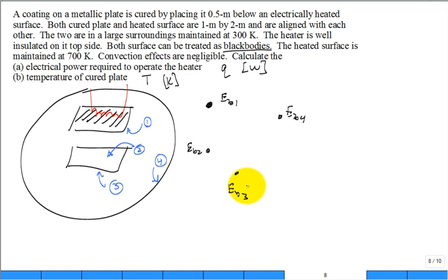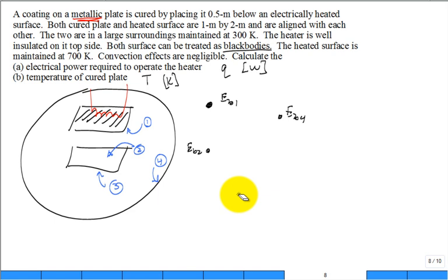They don't give us the thickness of the plate, but what type of plate is it? Metallic, okay. So do you think there will be a significant temperature gradient across that plate? No. Let's assume it's not. They have no information to tell us that it will be. So it's an isothermal plate. If it's isothermal, EB3 is equal to EB2. So just collapse them. So I really only have 3 EB nodes.